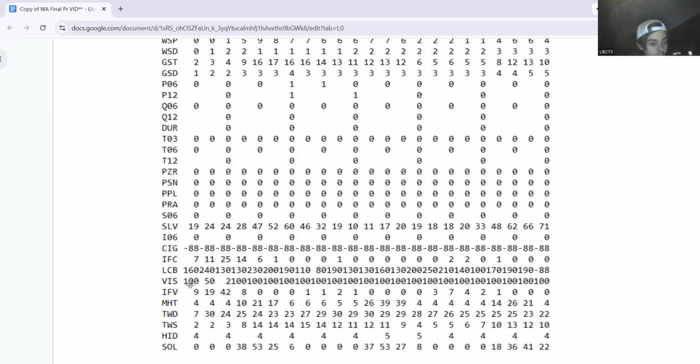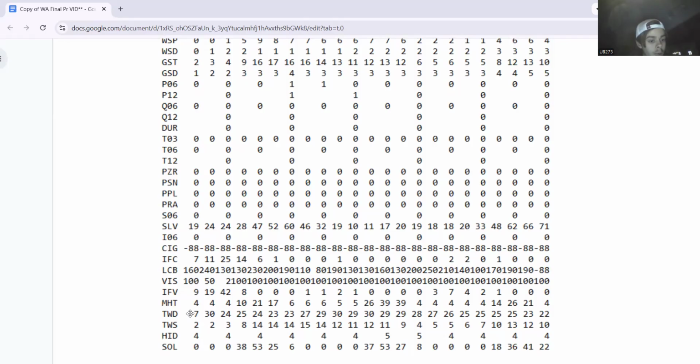Visibility is in tenths of a mile. So in this case, that would be 10 miles. That's what 100 means, and that's the default. IFV, sorry, is the probability of a visibility that's less than 3 miles. MHT is the mixing height. It's where the top of the PBL is. And remember that PBL is the area in which we still have friction and we'd have ageostrophic flow.